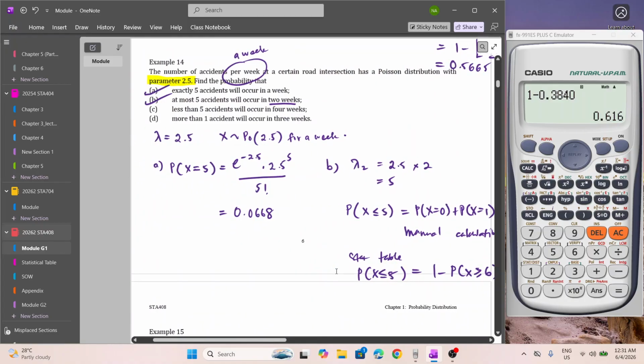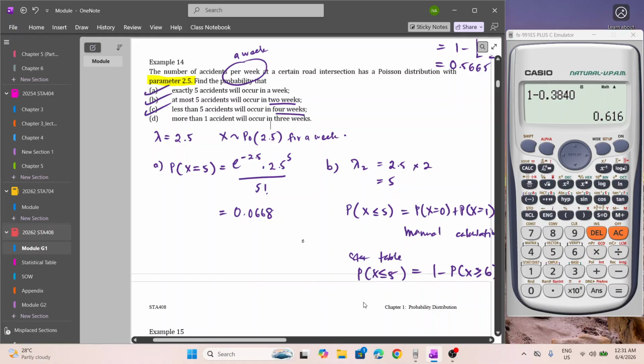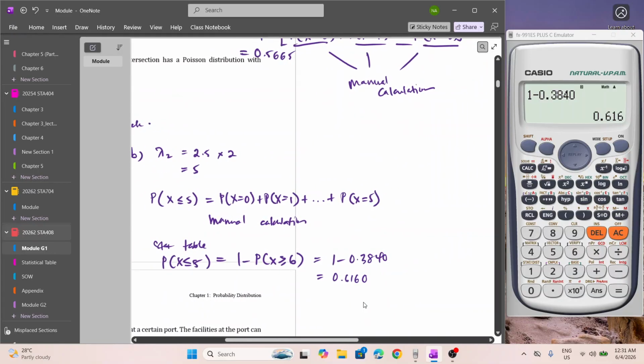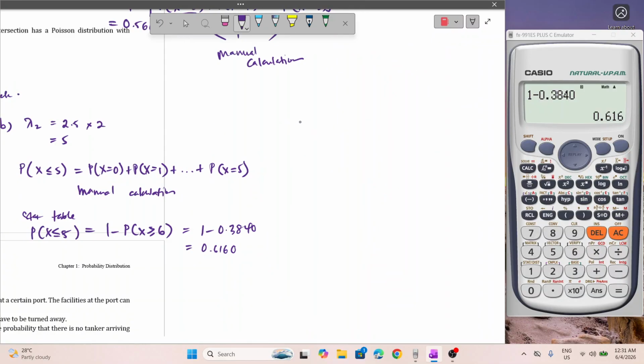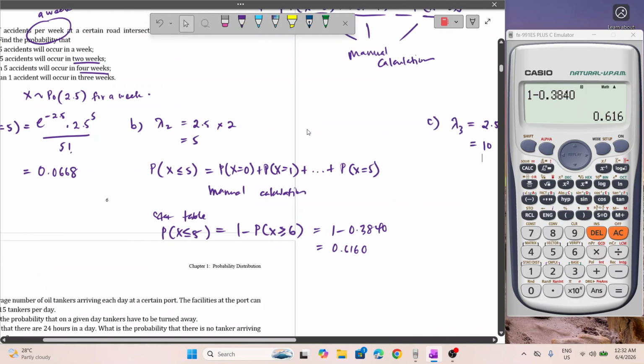And for question C, less than 5 accidents will occur in 4 weeks. Okay, so in 4 weeks, again, you have to find the new lambda. So let's say the new lambda is lambda 3, 2.5 times 4 weeks. So it is equal to 10. Okay, and the question is again, less than 5 accidents will occur.